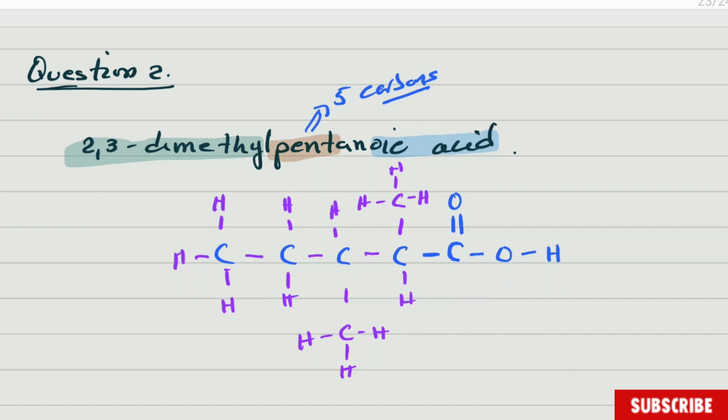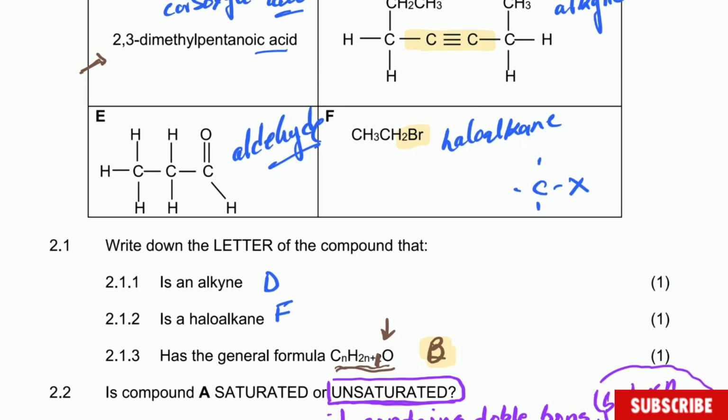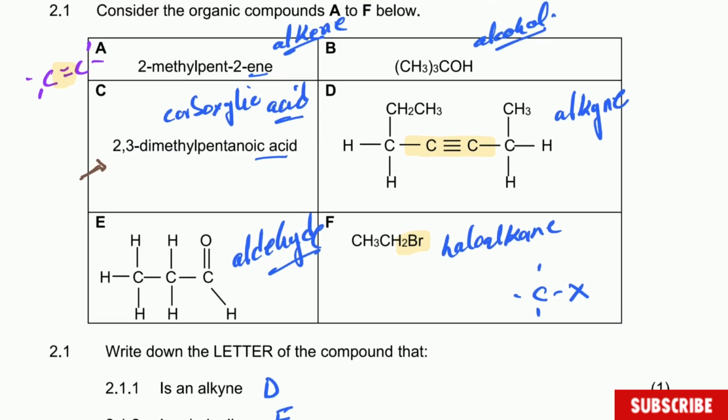And here we are. This one is the correct answer for 2,3 dimethyl pentanoic acid. It's quite simple. It's easier to draw structures than writing the name. This one is question 2.3.1. Now, question 2.3.2, write down the IUPAC name of compound D. And now compound D is the alkyne here.